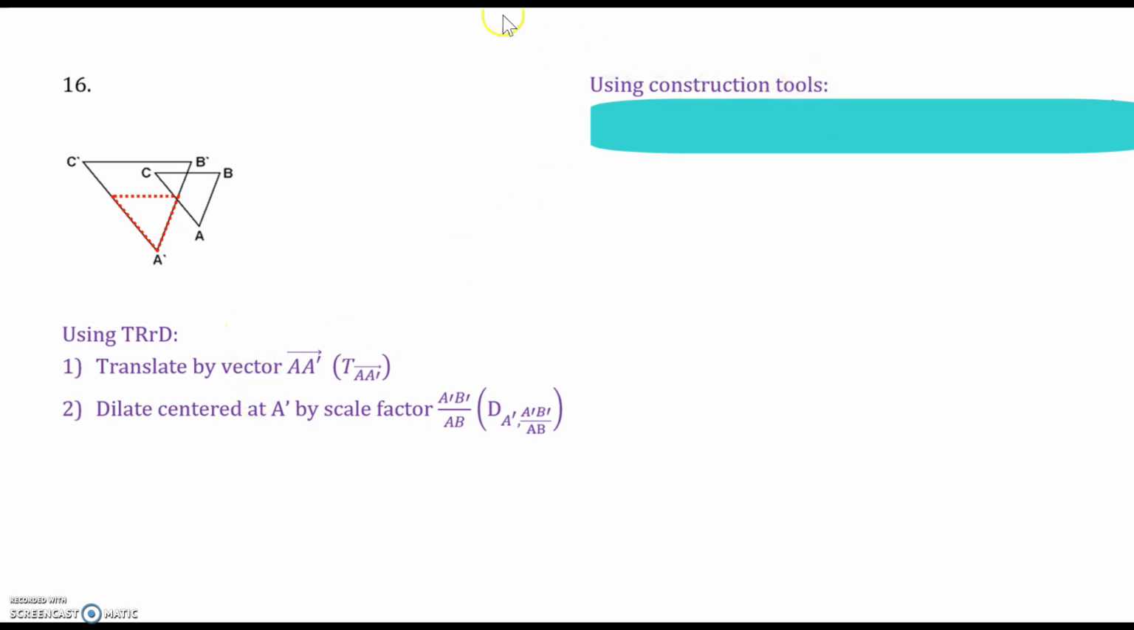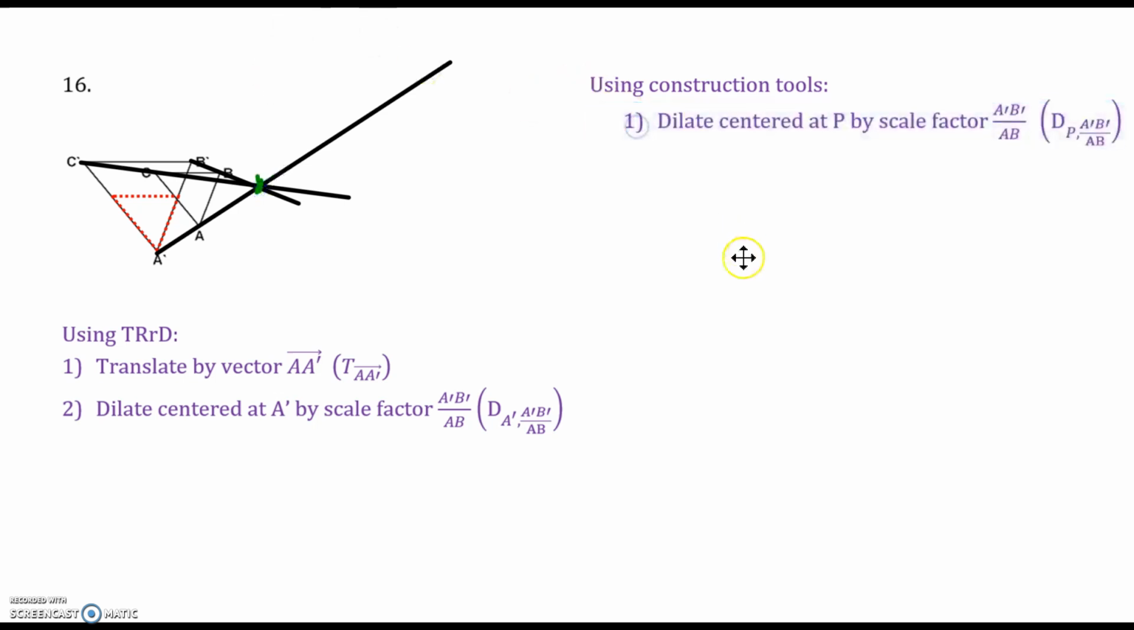If you wanted to use construction tools, in this particular case it can be pretty simple because you could just construct a center of dilation using just a ruler by figuring out where all your vertices line up when you do that, and then that point there can be your center of dilation, and you can just name it and talk about your scale factor and do this in a single step.